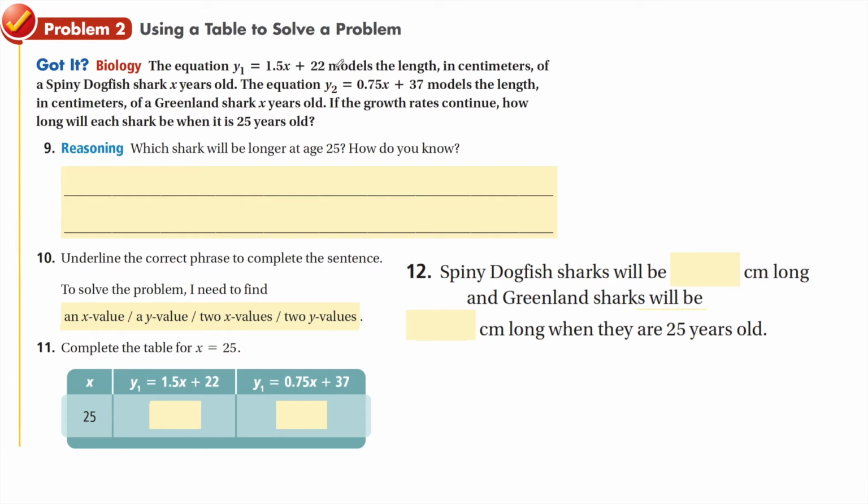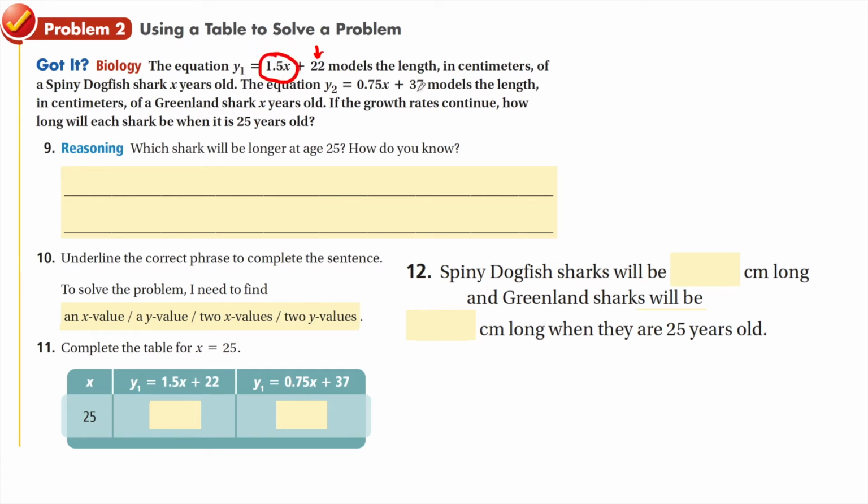So my first question is, which shark will be longer at age 25? And how do you know? Well, if I take a look at this, you're going to notice that one starts off relatively smaller, at 22 centimeters, but it's growing at a substantially faster rate than the other. It starts at 22 centimeters, but it's going to be growing significantly faster because we're increasing at 1.5 each and every time.